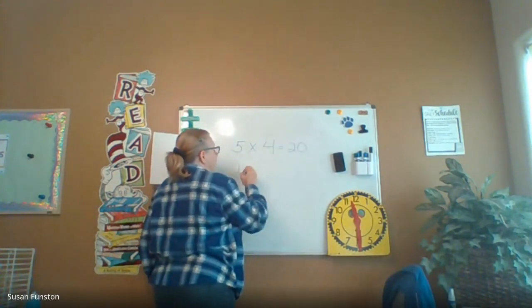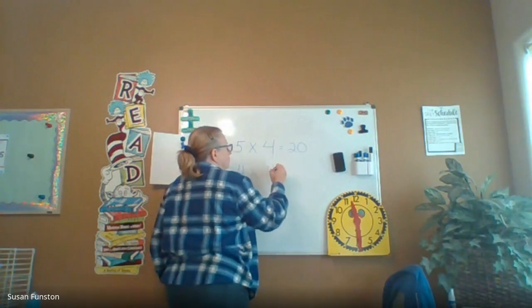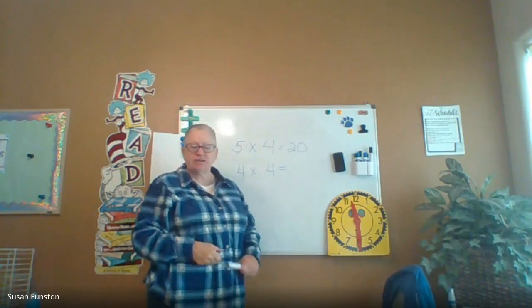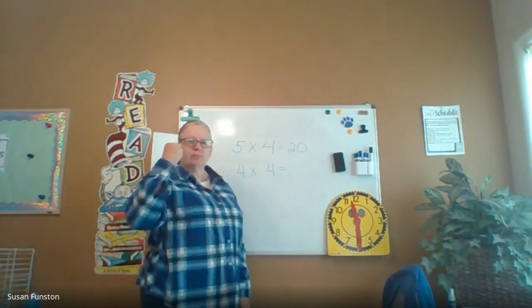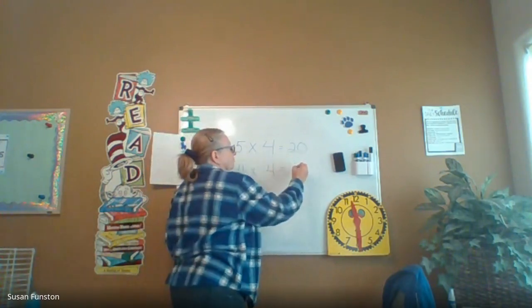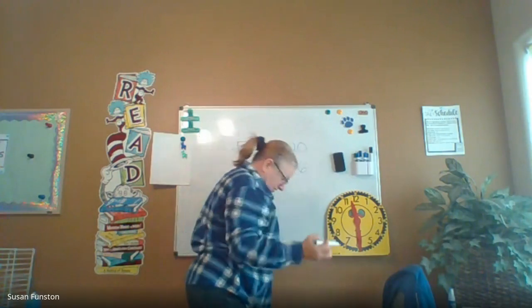Let's try it again for 4 times 4. So this time we're going to still count by 4s, but we're only going to do it 4 times. Ready? 4, 8, 12, 16. So 4 times 4 is 16.